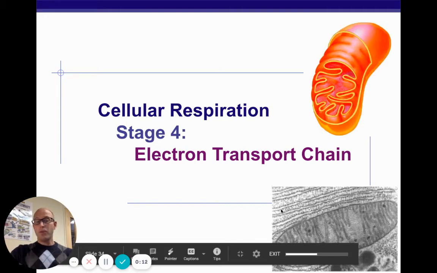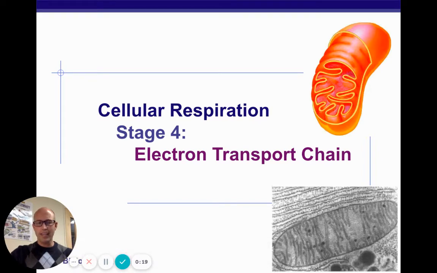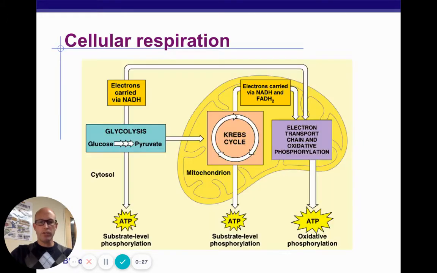So now we come to our final stage of cellular respiration. And this is the chance for us to take all of those piggy banks, all of those NADHs, and cash them in for some ATP. So let's recap where we've gone already, what's led us to this electron transport chain.